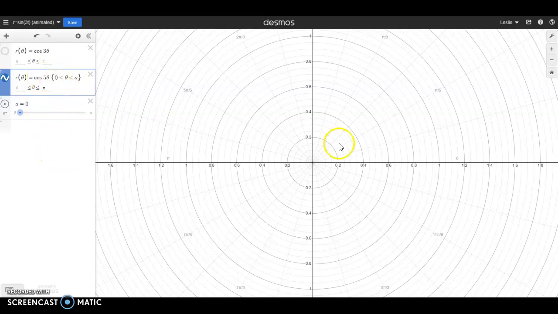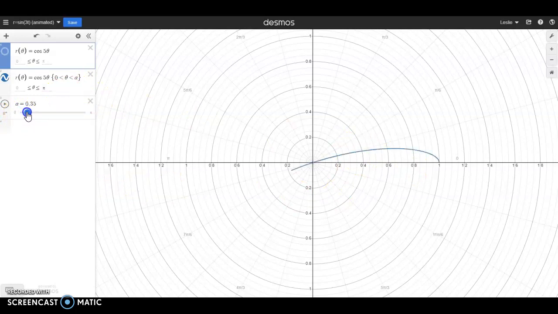Well, it's still the cosine of 0 at 0, so I'm still going to be starting here. I'm still going to be moving counterclockwise. Because it's a similar graph, it's probably going to start by doing this and then move into the next quadrant. But if a 3-petaled rose happens when you have a 3 here, chances are I'm going to end up with a 5-petaled rose. Let's find out.